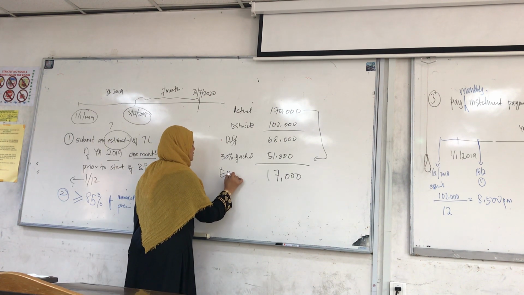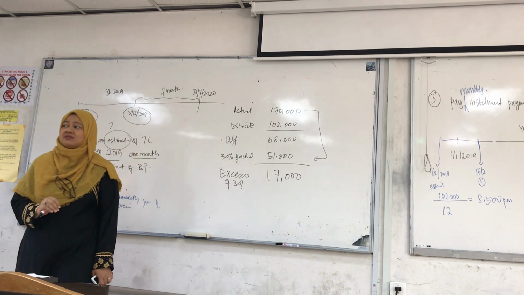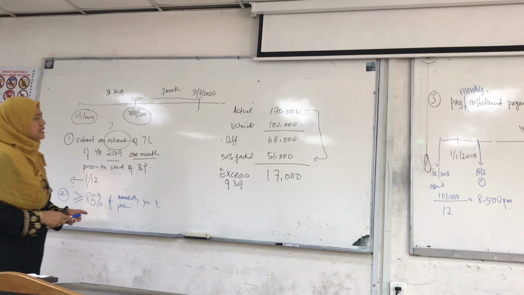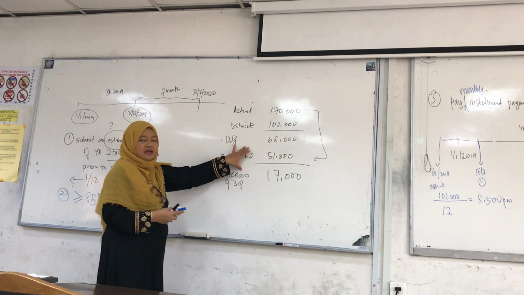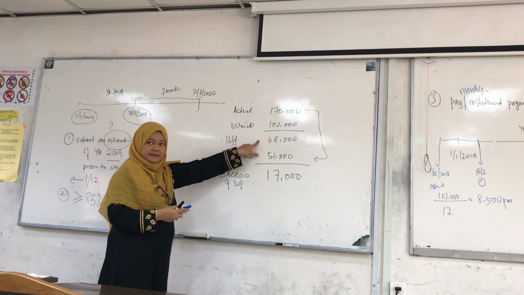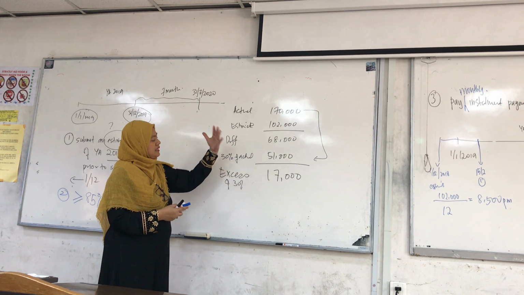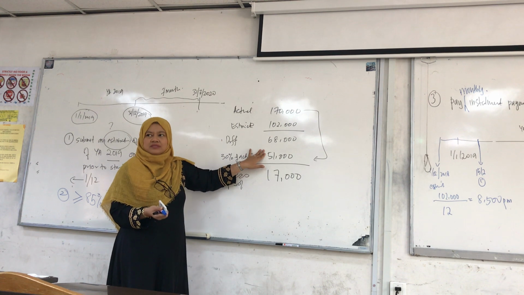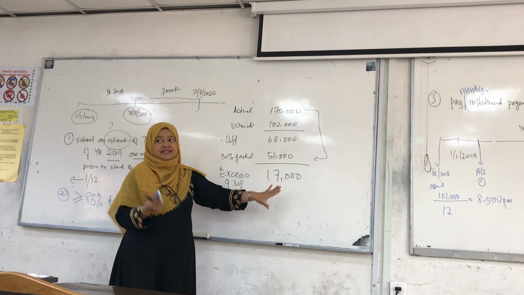Excess of what? Excess of 30%. It means that the 17,000 is the excess over 30% of your actual. So the difference is 68,000. 30% of your actual is 51,000. So here is the excess. But if, for example, your 30% of your actual is 70,000, is that an excess? No. No excess. But if there is an excess, then you'll be penalized.